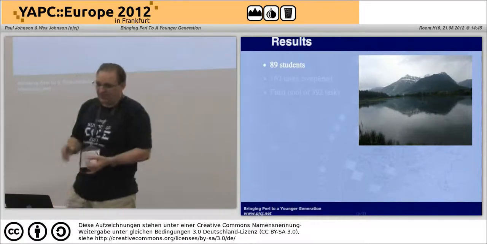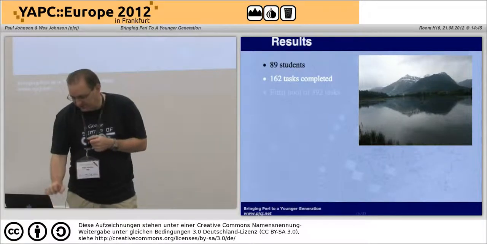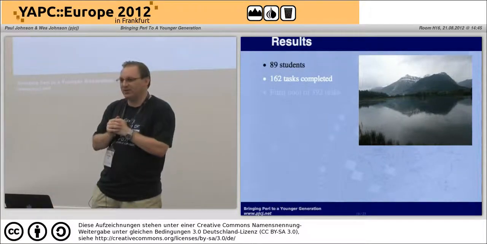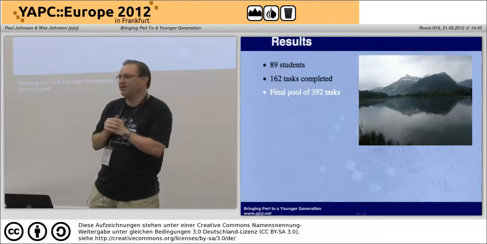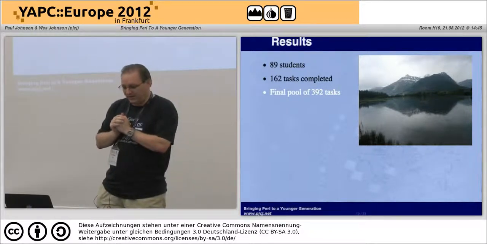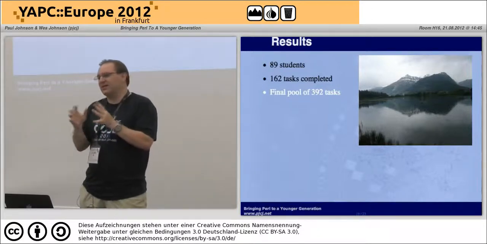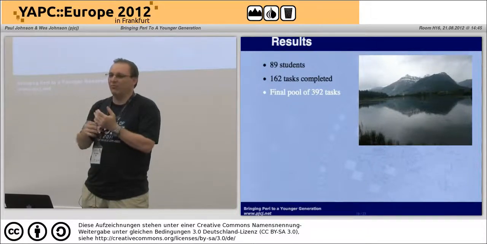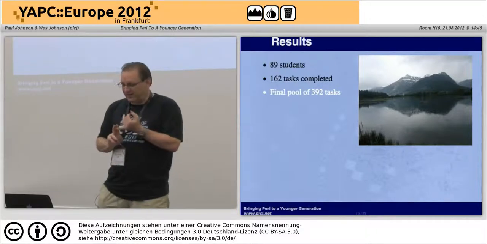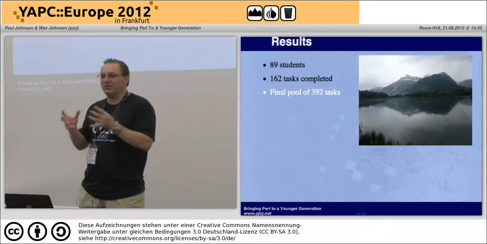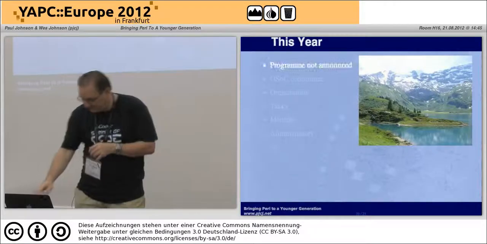So the results. We had 89 students who completed at least one task successfully, and 162 tasks were completed overall, out of a total pool of 392 tasks in the end. So I think that was very good. We were slightly disappointed that some of the more interesting tasks, for example the coding and the research tasks, weren't taken up as much as some of the other tasks. But that's 89 students who have been introduced to Perl and to open source who otherwise maybe wouldn't have been. So overall I think we can class that as a great success.